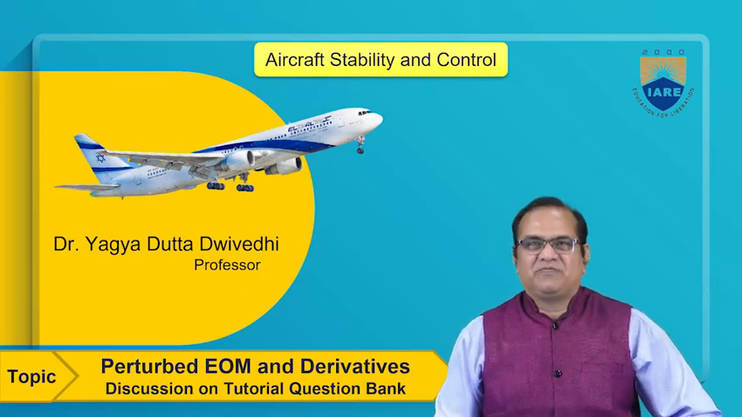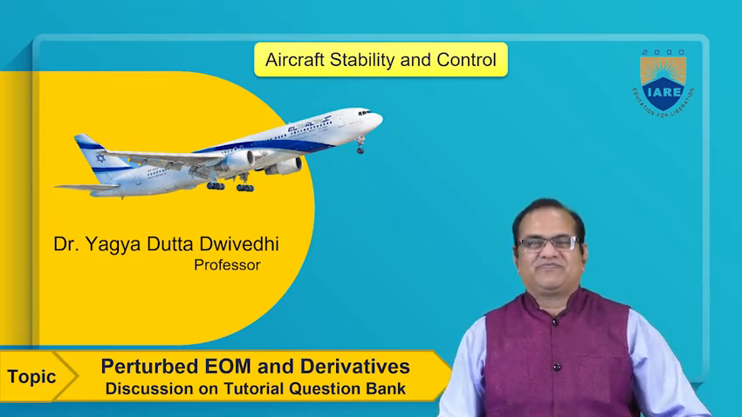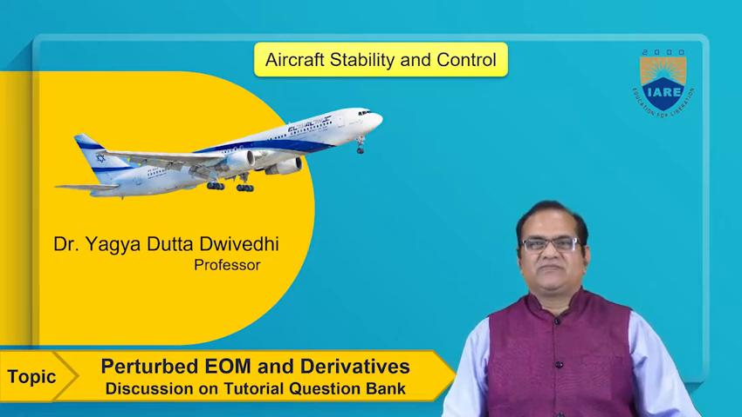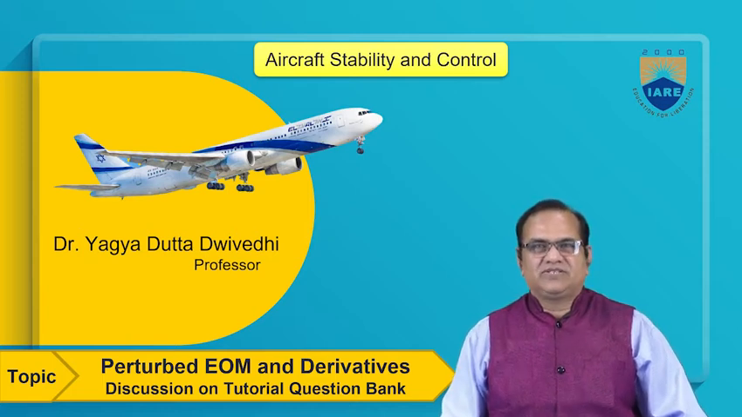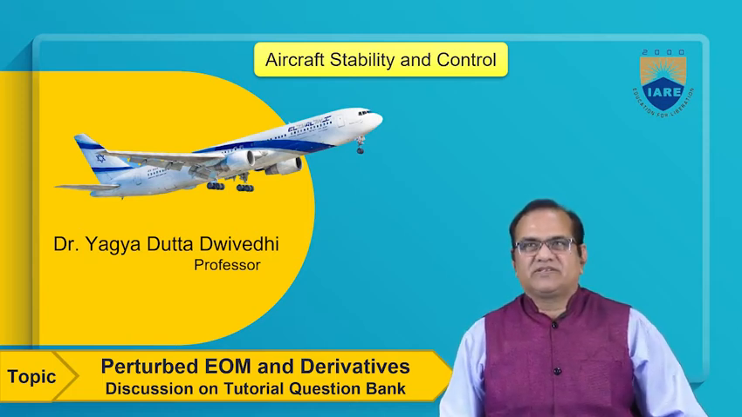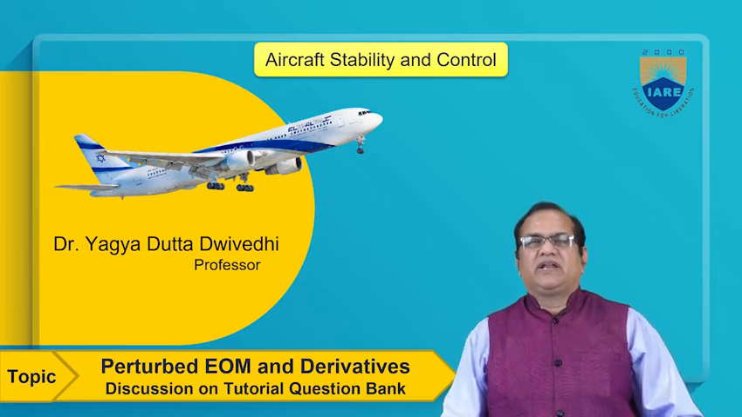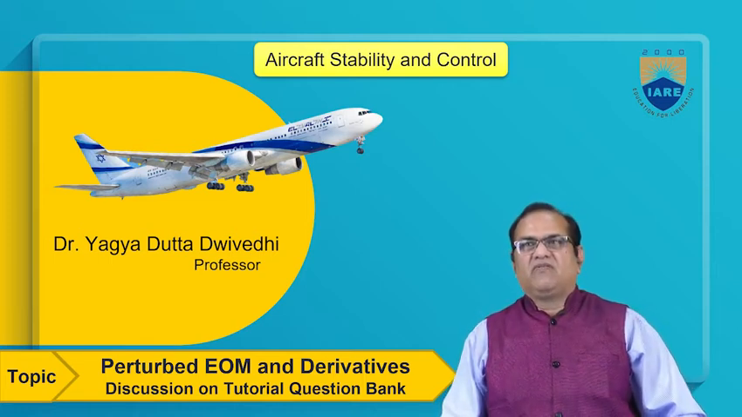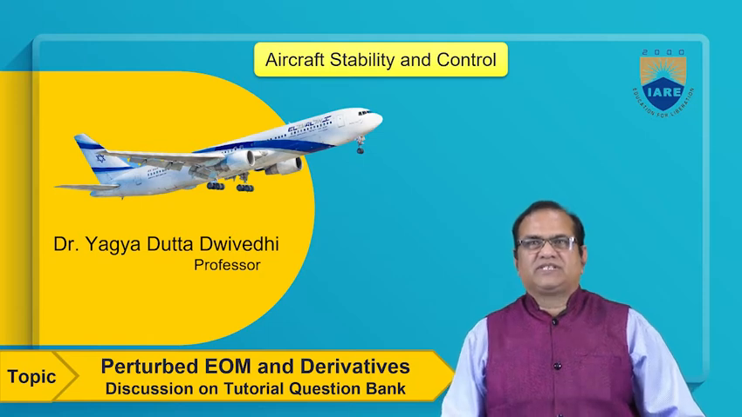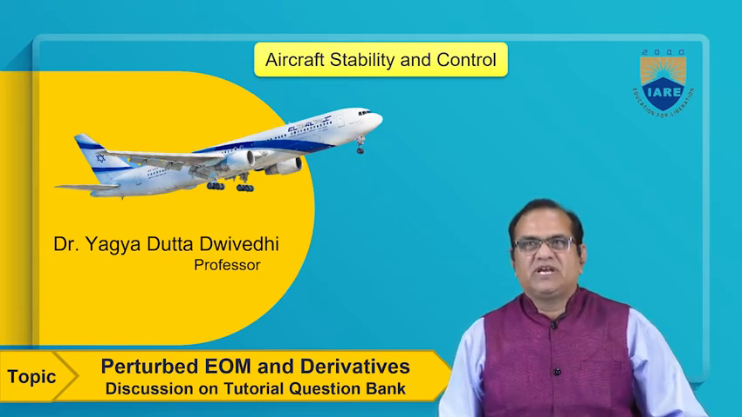Indeed, I am very happy as I am coming to the end of this course, and today is my second last lecture for this course, Aircraft Stability and Control. I am in the question and answer session of the question bank, and today I am taking the question bank of module 4, which is perturbed equation of motion and its derivatives.